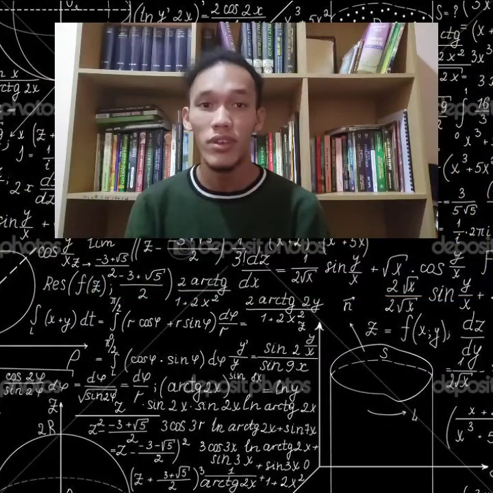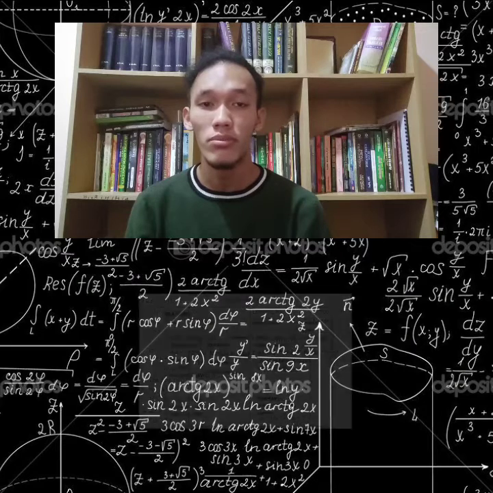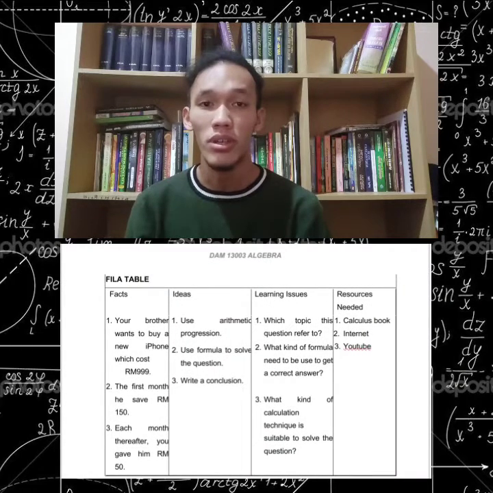First column, which is the facts. The facts that we can collect from question 2 are, first, your brother wants to buy a new iPhone which costs 999 ringgit Malaysia. Second, the first month he saved 150 ringgit Malaysia. And third, each month thereafter you gave him 50 ringgit Malaysia. In the second column, which is the ideas, first, we can use an arithmetic progression. Second, we can use the formula to solve the question. And third, we can write a conclusion.